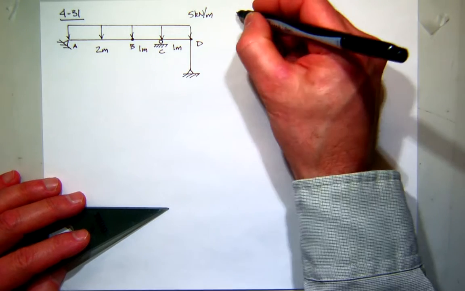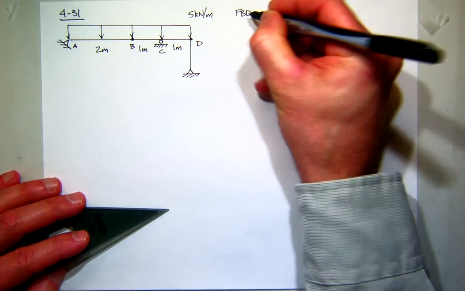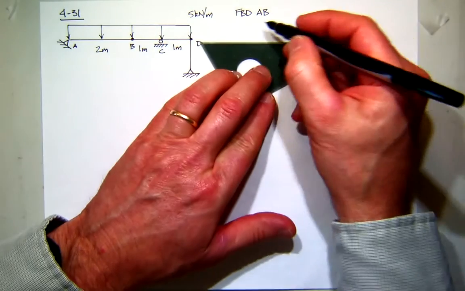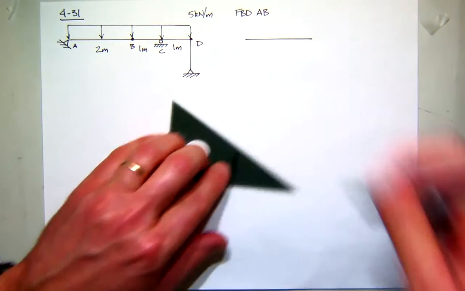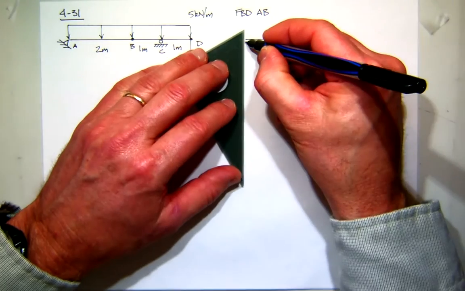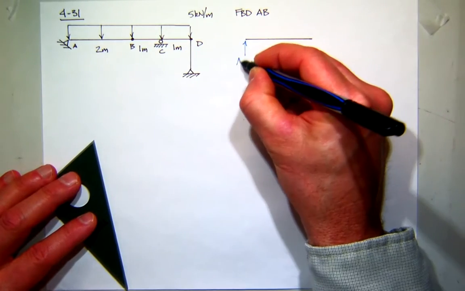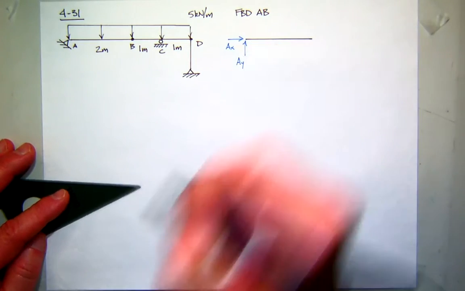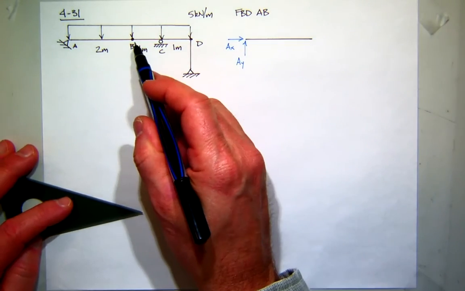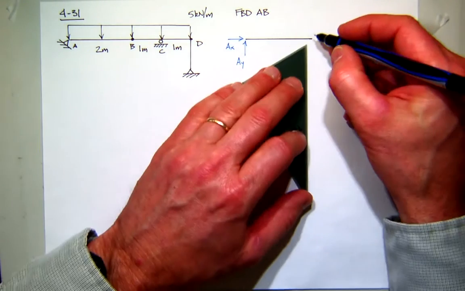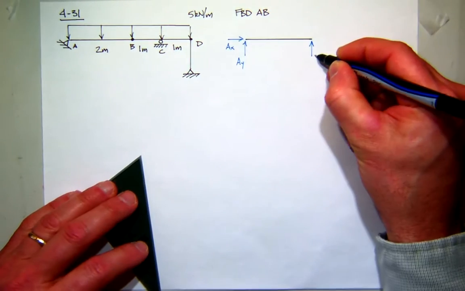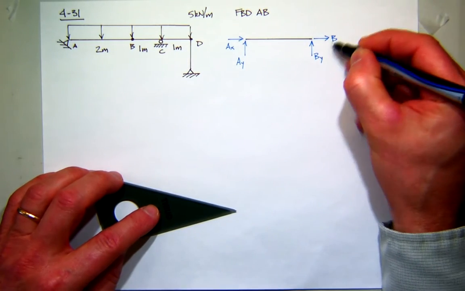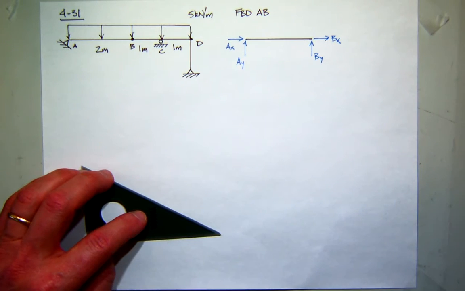So let's look at first the free body diagram of section AB and see what we have. So I'm going to draw that. At A, it's a pin, so I'm going to assume that I have a force in the Y direction and a force in the X direction. B is also a pin, so when I take it apart, I'm going to assume that I have a force in the Y direction and a force in the X direction.